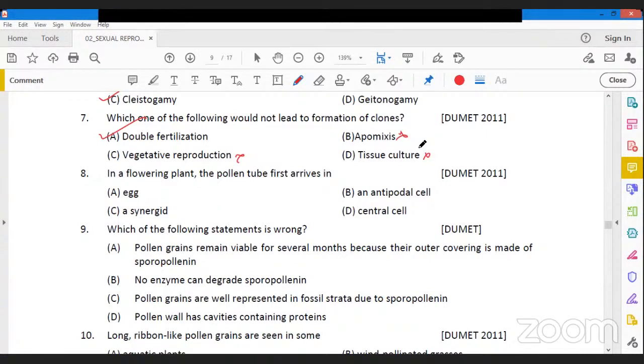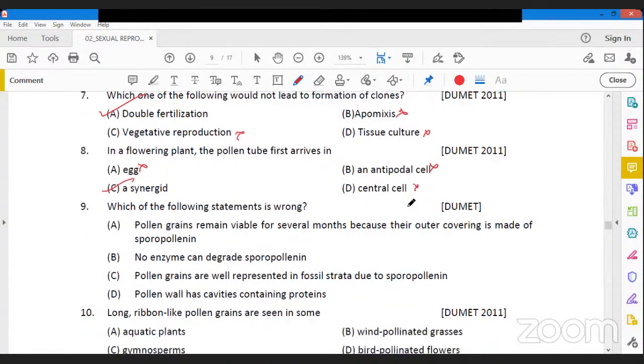Then the eighth one: in a flowering plant the pollen tube first arrives in the egg, synergids, antipodal cell or central cell. It is the synergids. The egg does not come first; the synergids have the filiform apparatus, and the pollen tube has to pass it to reach the egg. The antipodal cell does not get fertilized at all. The central cell comes later, after the egg. So the correct answer is that it will come in contact with the synergid.